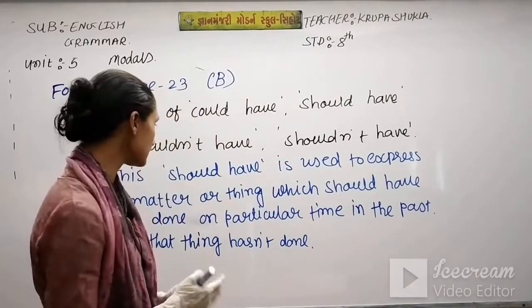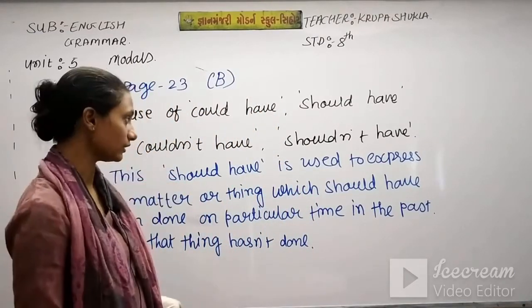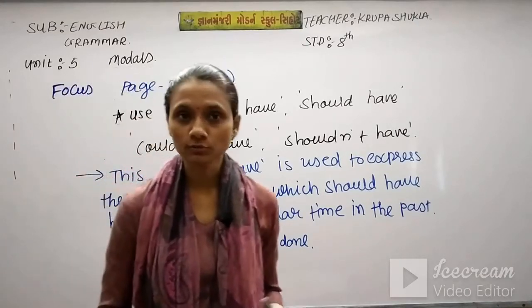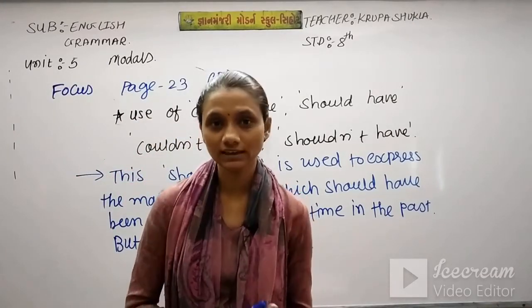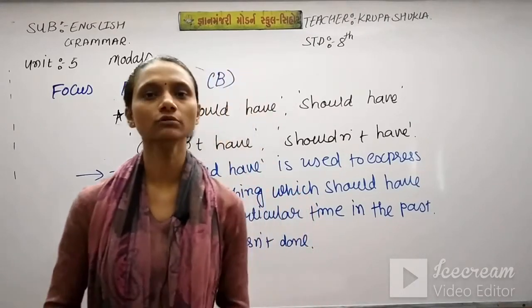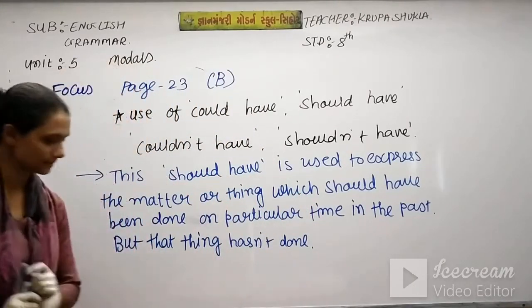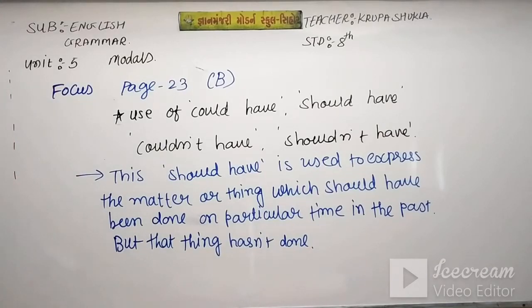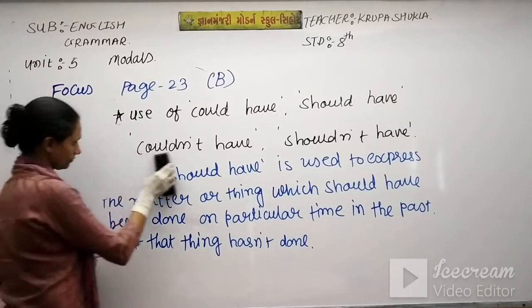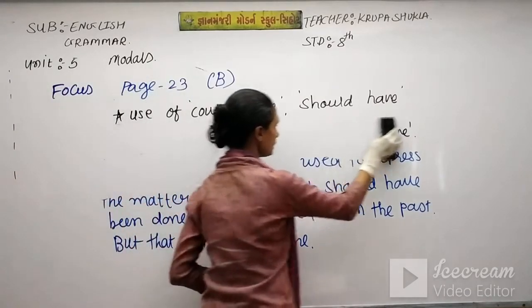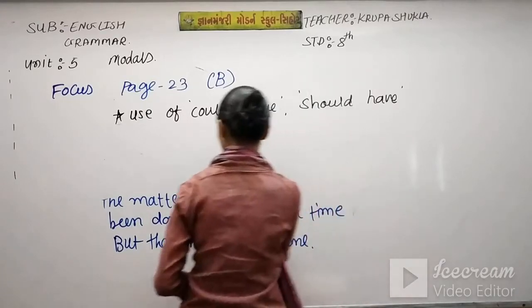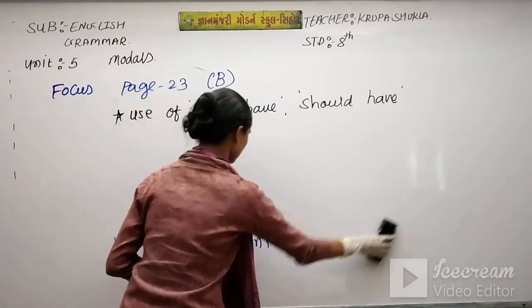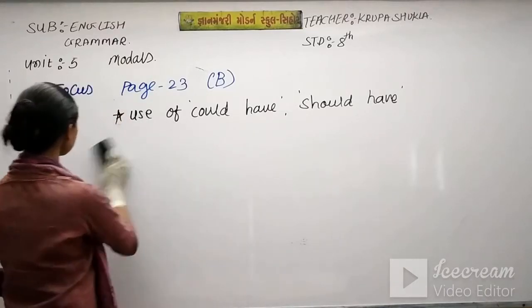But before that you have some time to note down these things, students. Please note down. Remember, the description of should have, could have hasn't been given in your textbook. So you have to note down these things, students. Please note down this. Examples of should have, could have. After that we will go for our focus exercise B.